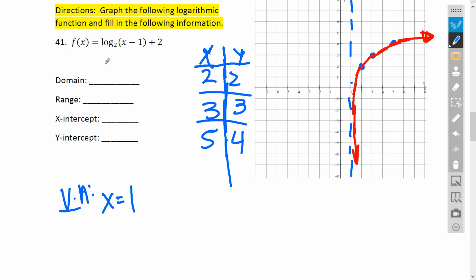All right, so my domain is from 1 to infinity, because of the asymptote, to infinity. The range is all real numbers.